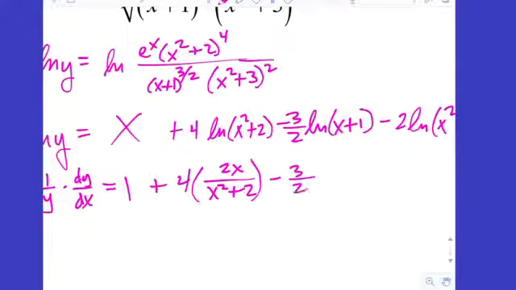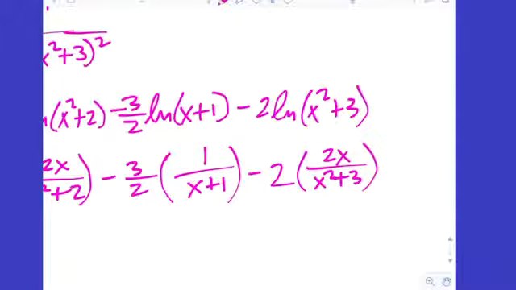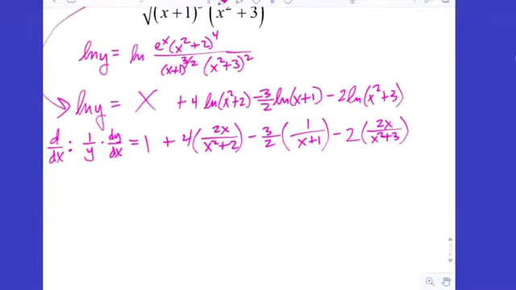Minus 3/2. What's the derivative of the natural log of x plus 1? Well, it's 1 over x plus 1 times the derivative of x plus 1, which is still 1. And then minus 2 goes along for the ride. The derivative of the natural log of x squared plus 3 is 1 over x squared plus 3 times the 2x, which I'll throw into the numerator. Are we done?